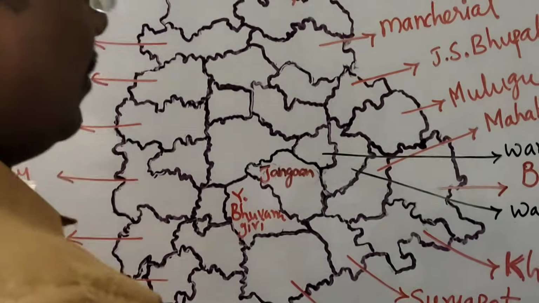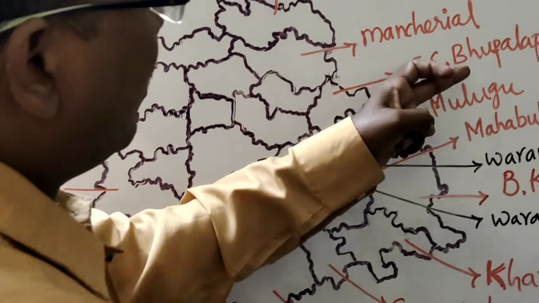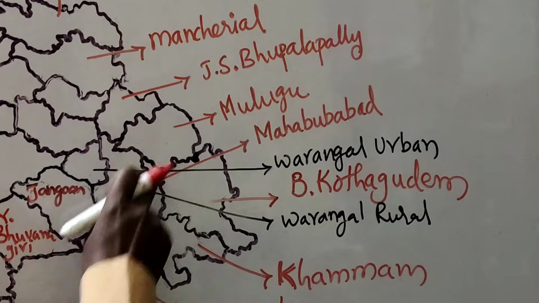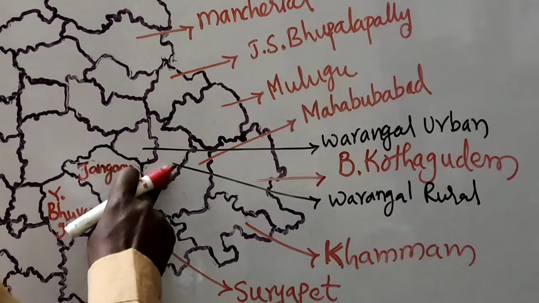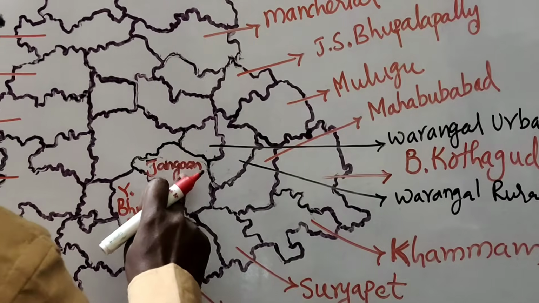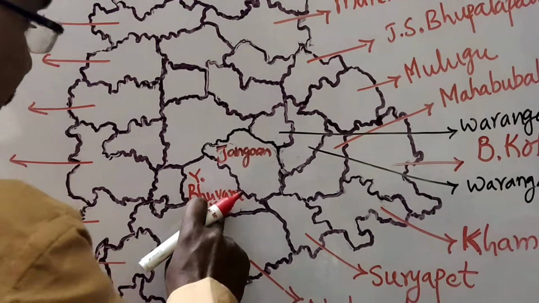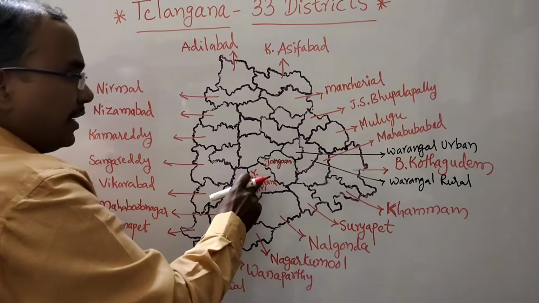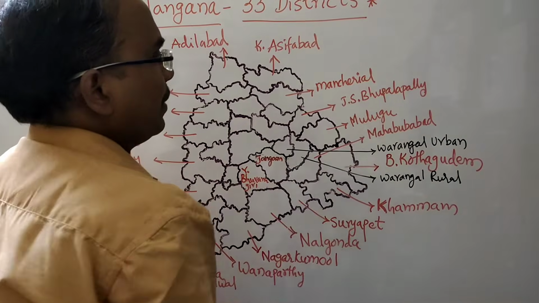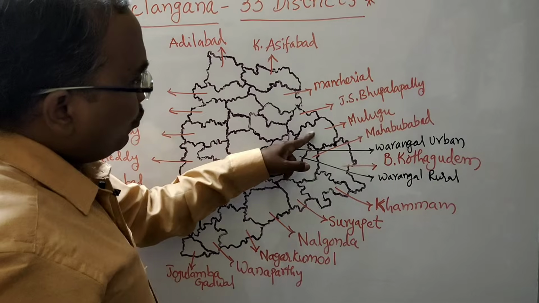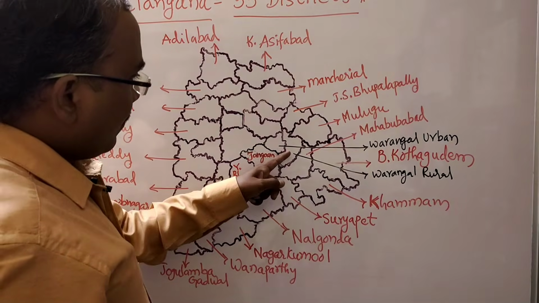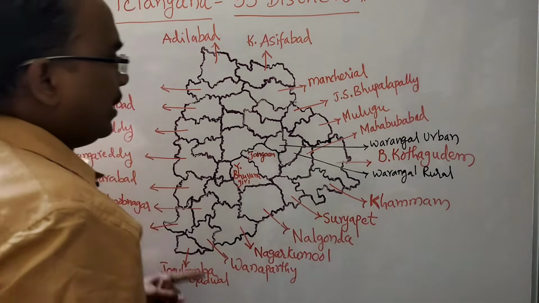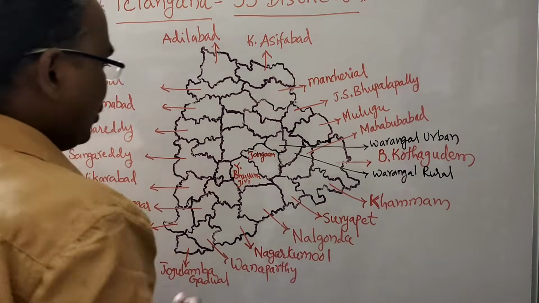Right. Now let us go back here. Mancherial, Jaishankar Bhupalpalli, Mulugu, Mahabubabad, Warangal Rural, Warangal Urban, Jangaon and Yadadri Bhuvanagiri. These districts make 8 districts. I repeat: Mancherial, Jaishankar Bhupalpalli, Mulugu, Mahabubabad, Warangal Rural, Warangal Urban, Jangaon and Yadadri Bhuvanagiri. Up to this we have learnt 24 districts, and still the story is on.